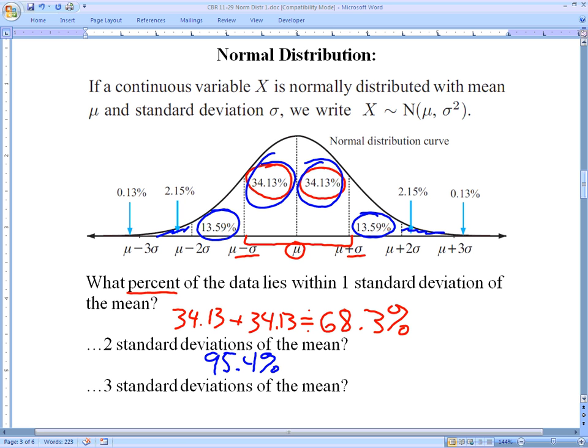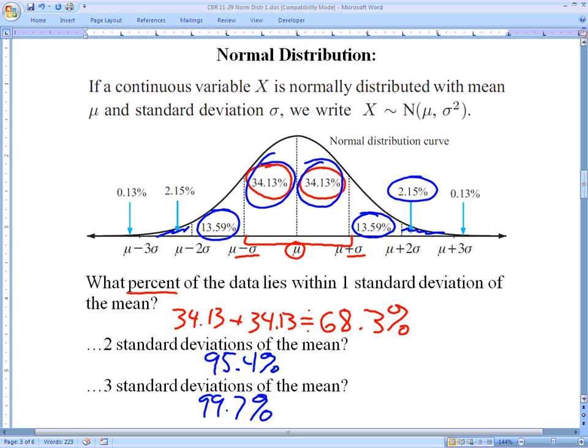And if we add up that 2.15% in either direction, in addition to our 95.4% that we had for our two standard deviations, we will have over 99.7% of our data located within three standard deviations. So these numbers are good to know.